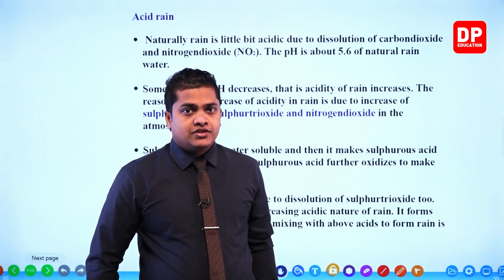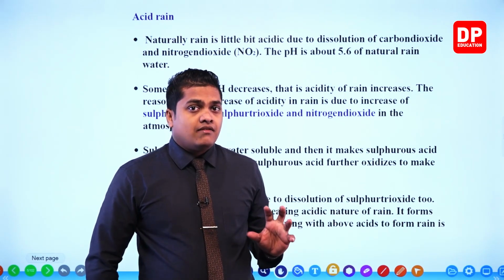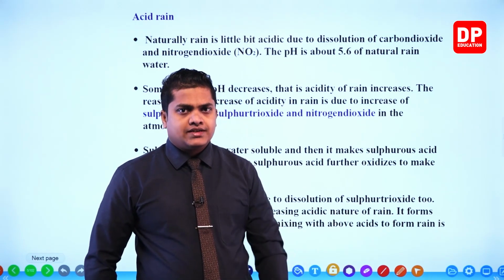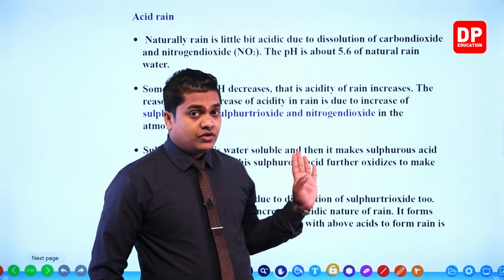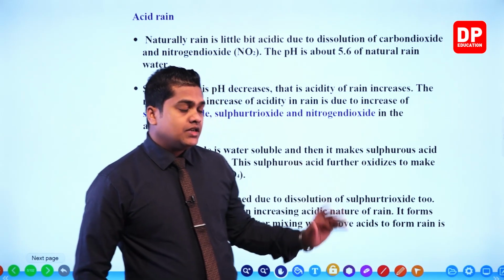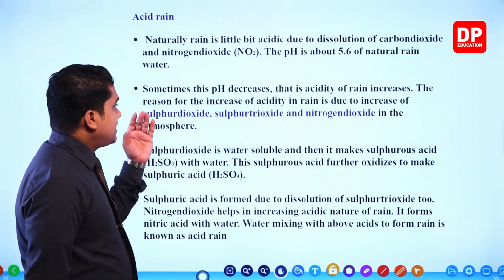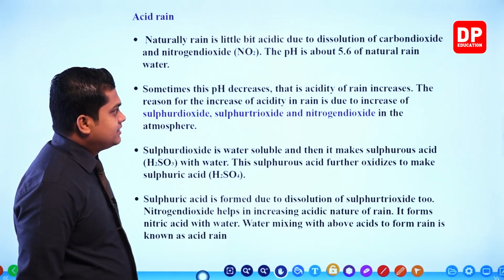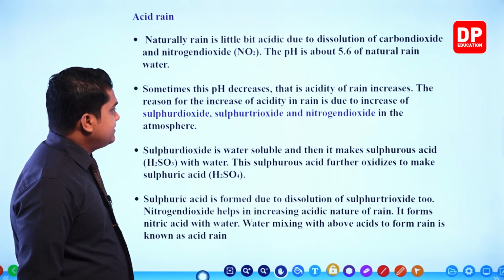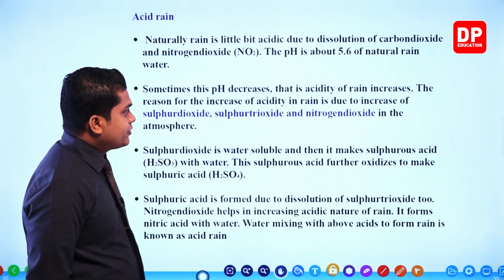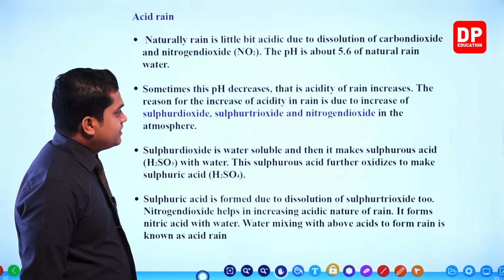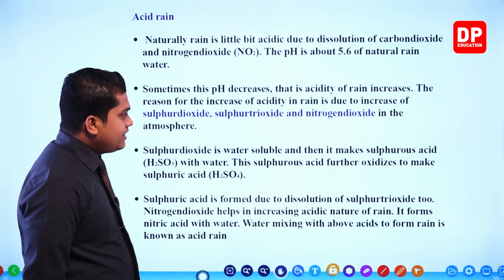And my dear children, remember, our rainwater is acidic. Somewhat acidic, not heavily acidic. Here the pH value is given as around 5.6, so it's less than 7. Sometimes this pH decreases, that is, the acidity of the rain increases. The reason for the increase of acidity in rain is the increase of sulfur dioxide, sulfur trioxide, and nitrogen dioxide in the atmosphere.